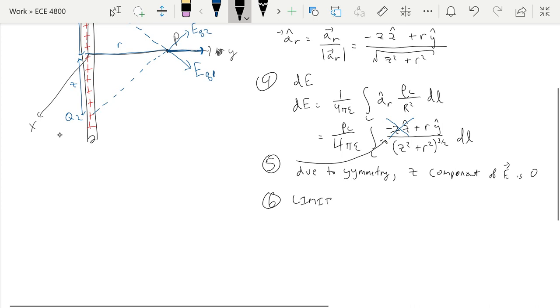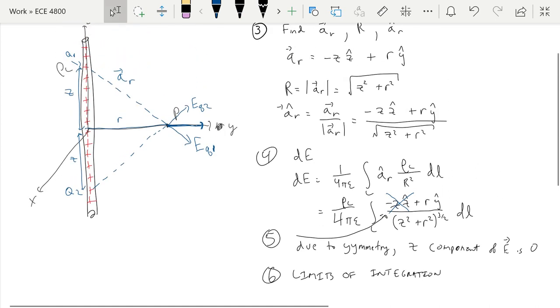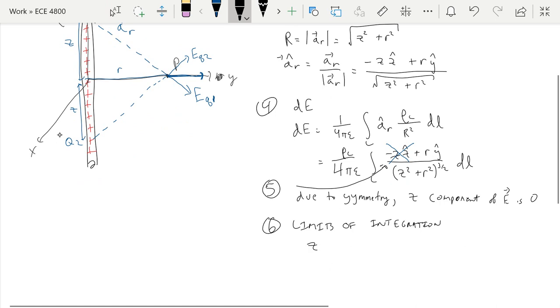Limits of integration. This is also pretty straightforward. So, where are we going to be integrating our charge? Where does our charge reside? From negative infinity to infinity. Great. So z goes from negative infinity to infinity. And just for completeness' sake, what value of y are we at? What value of r are we at? We're at the z-axis. So what is r equal to there? Zero. Yeah. And since we're doing this in the Cartesian system, we can also say y equals zero.